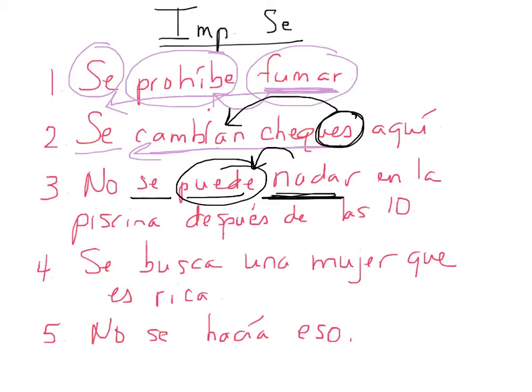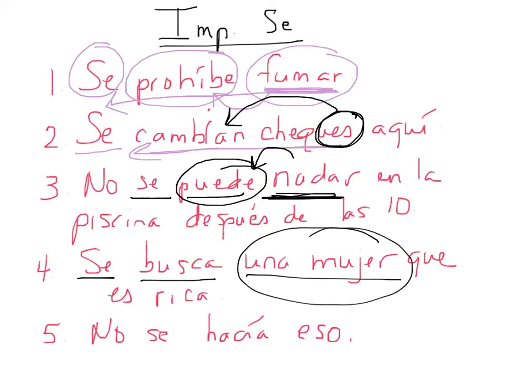Se busca una mujer que es rica. Looking for a woman that is rich. Okay, almost like you're taking out a personal ad. Again, se plus the verb plus the object. In this case, the object is singular, our verb is singular. No se hacía eso. One should not do that.